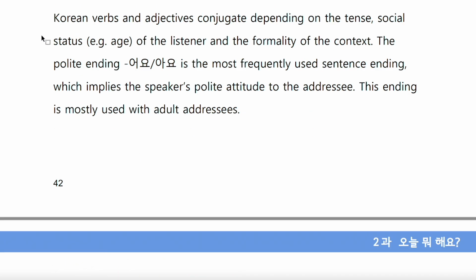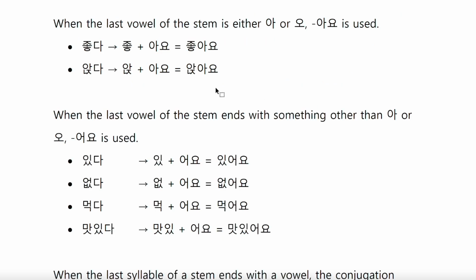As I said, Korean verbs and adjectives conjugate depending on the tense, social status, for example, age differences, and the formality of the context. The polite ending 어요, 아요 is the most frequently used sentence ending, which implies the speaker's polite attitude to the addressee, to the listener. The ending is mostly used with adult addressees. So to a little kid, we don't really use this 어요, 아요 ending. But since you guys are mostly grown-ups, you have to learn this ending. 자, 그러면 이제 let's take a look at some examples here.